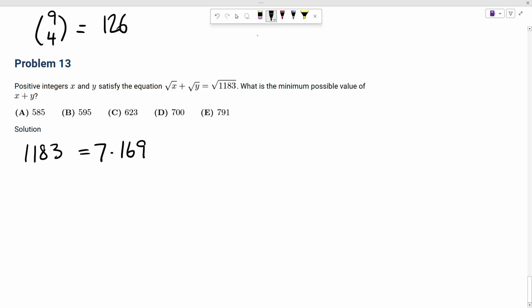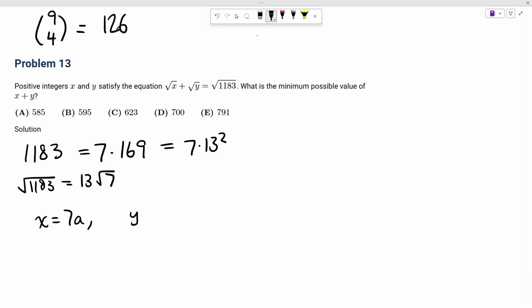And then a 9. It's 7 times 169, which is 7 times 13 squared. So root 1183 equals 13 root 7. Now, obviously, this means that x and y both have to have a factor of 7 in them. So let's say x equals 7a, y equals 7b. Then root x plus root y equals 13 root 7, so a root 7 plus b root 7 equals 13 root 7.